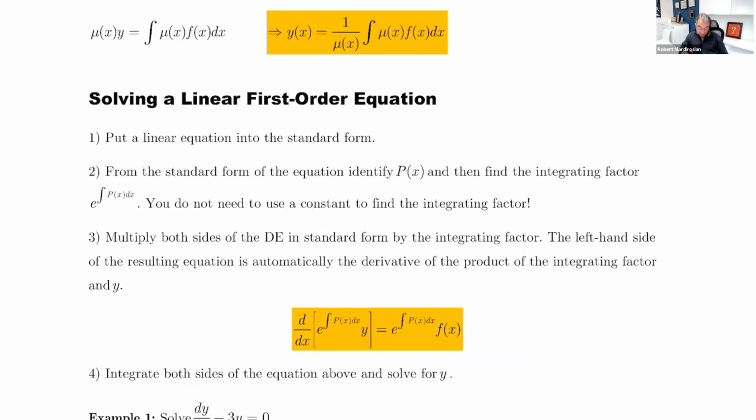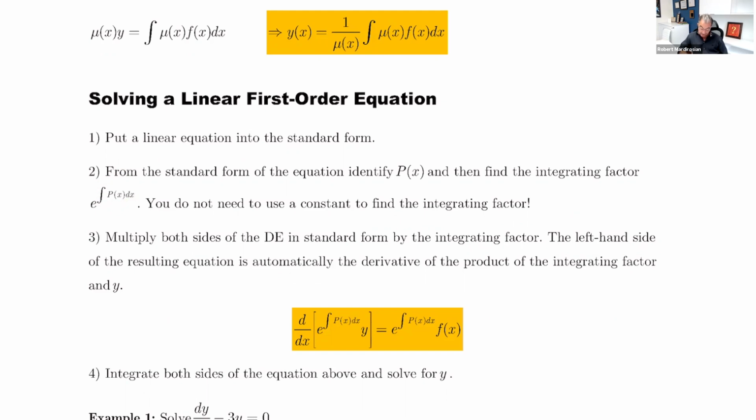Form the standard form of the equation, identify p of x, and then find the integrating factor, which is e to the power of the integral of p of x dx. You do not need to use a constant when finding the integrating factor. So when you find the integral of this exponent, do not use a constant. Multiply both sides of the differential equation, the standard form, by the integrating factor. The left side of the resulting equation is automatically the derivative of the product of the integrating factor and y.